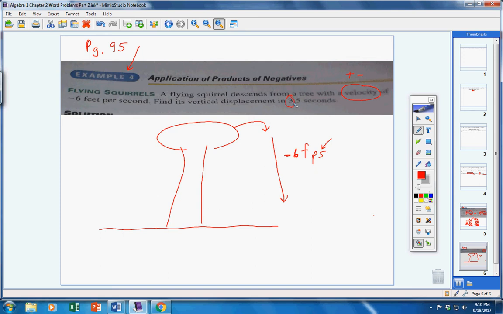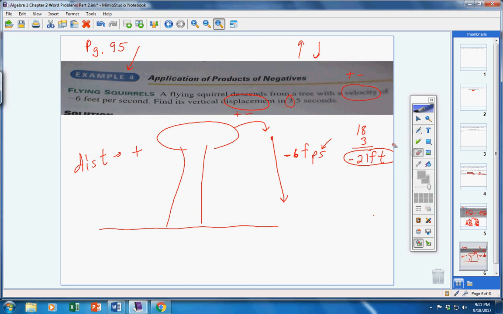So, for 3 seconds, think about it, guys. 6 feet for 3 seconds, that's 18 feet. Then, a half a second would be half of this. That's 3 more feet. So, 21 feet. Now, listen to me carefully. Distance is always what? Positive. But displacement is positive or negative, again, depending on whether you're going down or up. So the displacement is negative 21 feet because the squirrel dropped 21 feet.